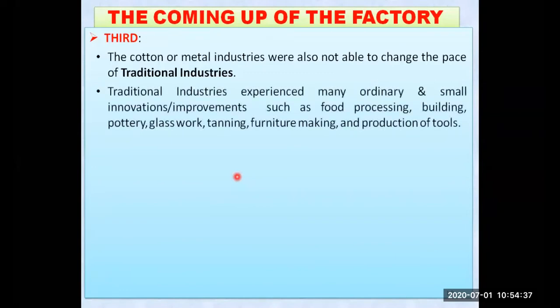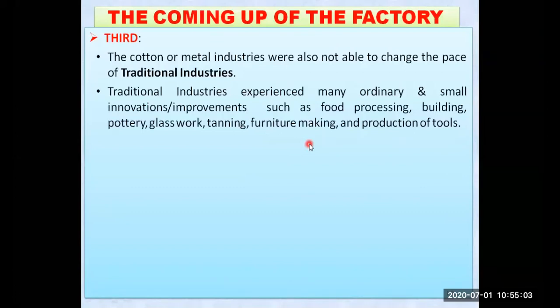Traditional industries experienced many ordinary and small innovations or improvements, such as food processing, building, pottery, glasswork, tanning, furniture making and production of tools. Even in the traditional industries there were changes in the innovations and improvements. And ये सब process में changes आए.